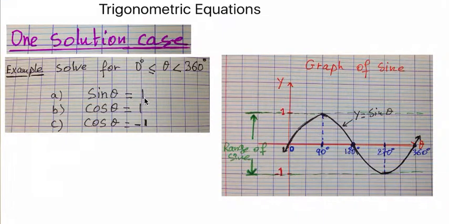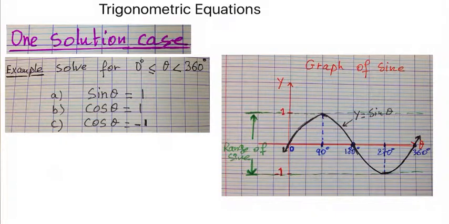Sine theta equals 1. We look at this graph here. This is the graph of sine theta. As you can see, all along the graph, there is only one point that has sine equals 1, which is this point here. And this point happens when theta equals 90 degrees, and this is the only solution for the equation in part A.